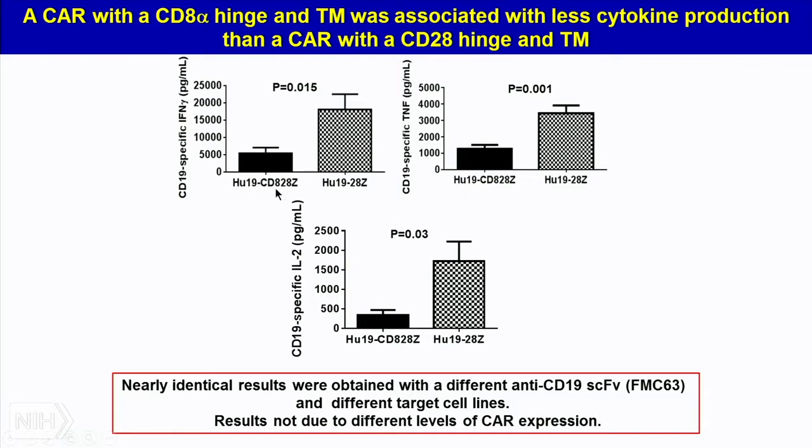The CAR with the CD8 hinge and transmembrane makes a lot less cytokine than the CAR with the CD28 hinge and transmembrane domains. So we obtained the same results with different CARs and with multiple different target cell lines. This is done using an ELISA assay where we co-culture the CAR T cells and the target cells overnight, and then we simply measure the cytokines in the cell supernatant with an ELISA assay.